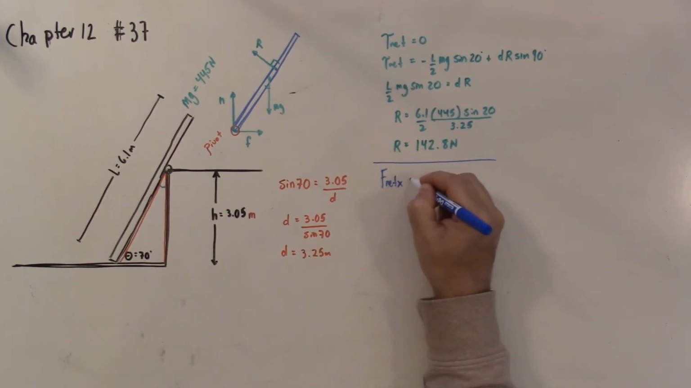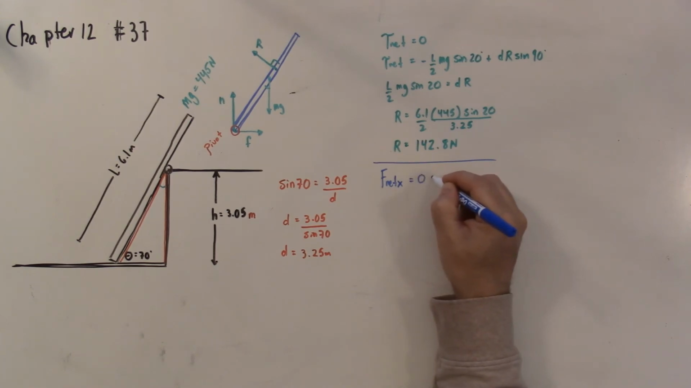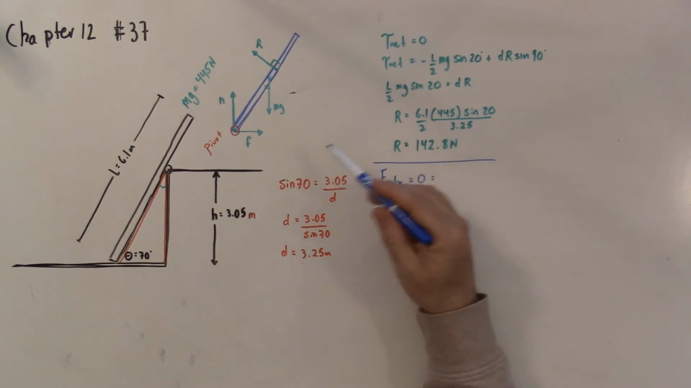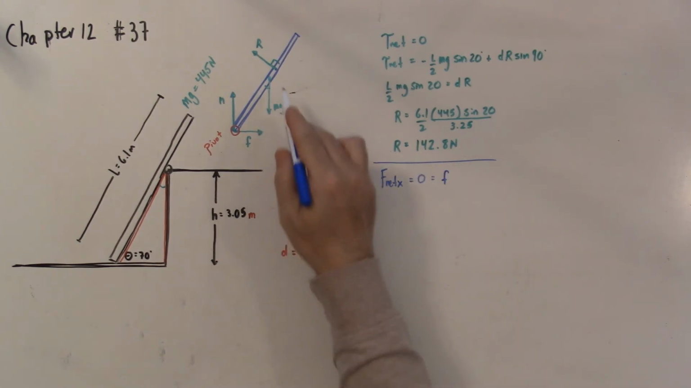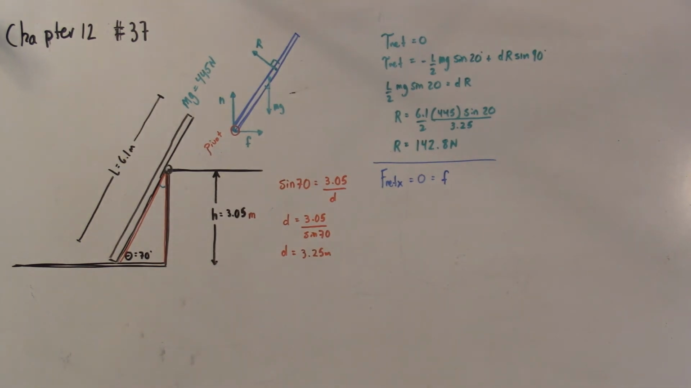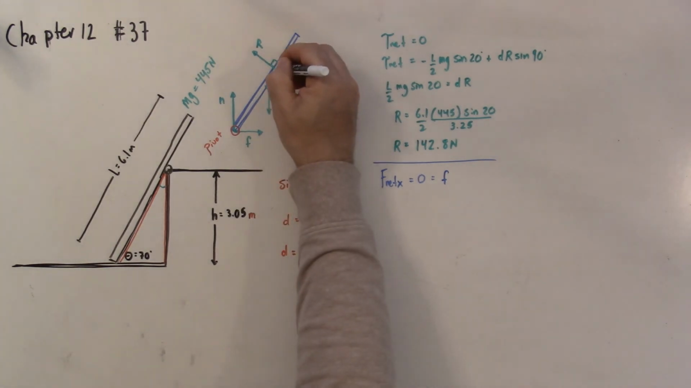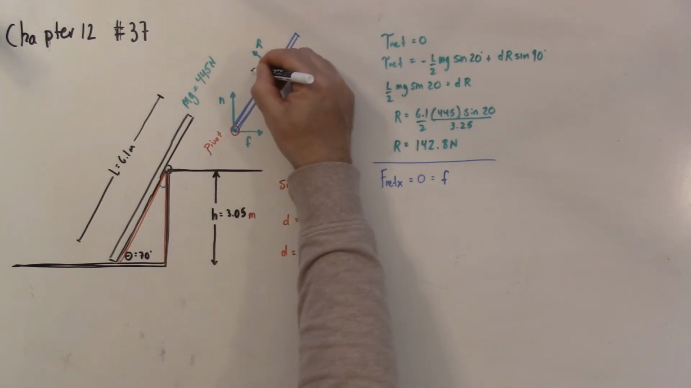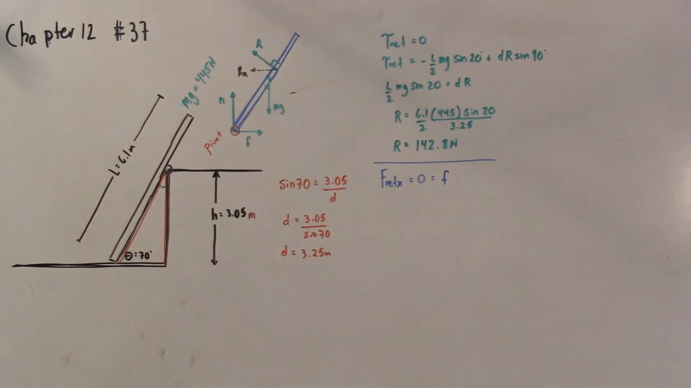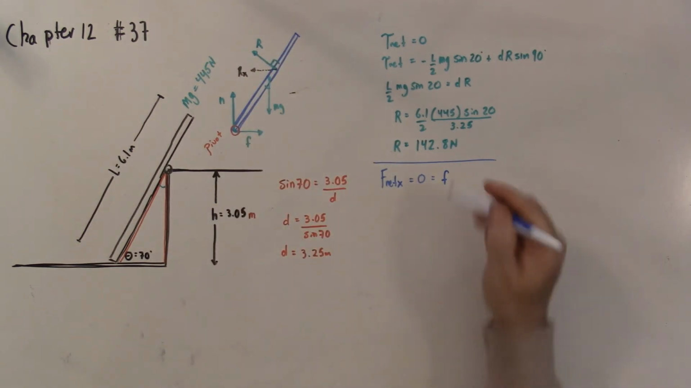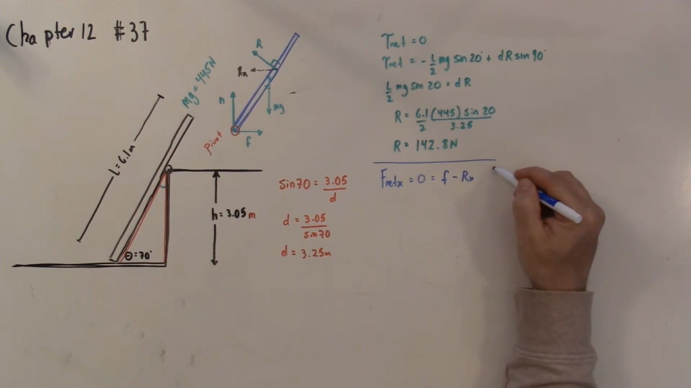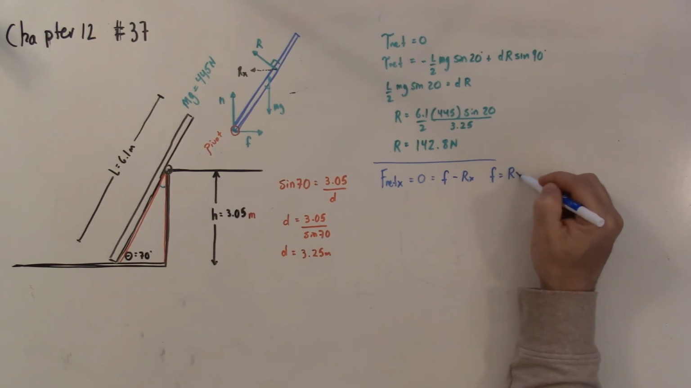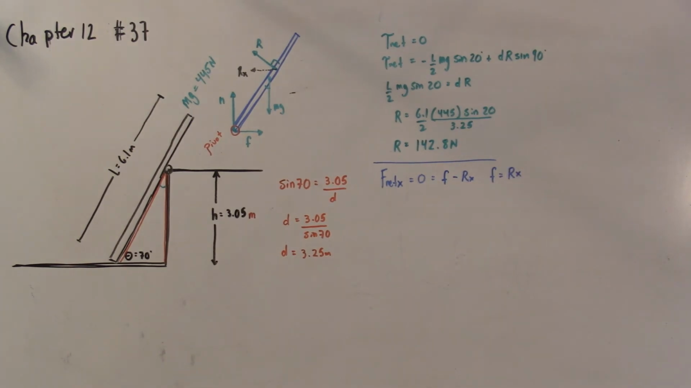The net force in the x direction, obviously it's equal to 0, it's not accelerating. And what are our two forces in the x direction? Well, it looks like the frictional force is to the right, and what's to the left? Well, to the left we would have the horizontal component of the roller force. Therefore, what we're saying is the frictional force is equal to the horizontal component of the roller force.